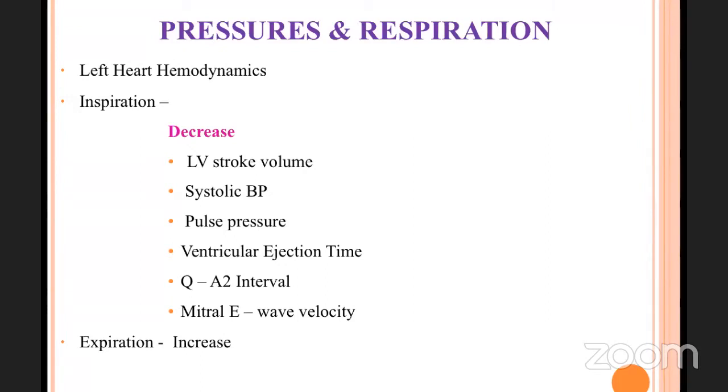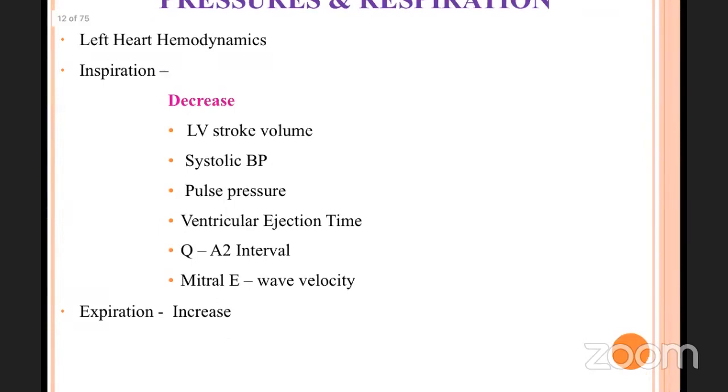So an exaggeration of this fall in systolic blood pressure is what we are calling pulsus paradoxus. So the pulse pressure also falls and the ventricular ejection time is also decreased. The ventricular ejection time decreases because there is less amount of blood to be ejected out. And the QA2 interval also decreases. And the mitral E wave velocity also decreases normally, but this amount of decrease in mitral E wave velocity is approximately about 10%. All these things go in the reverse direction during expiration.